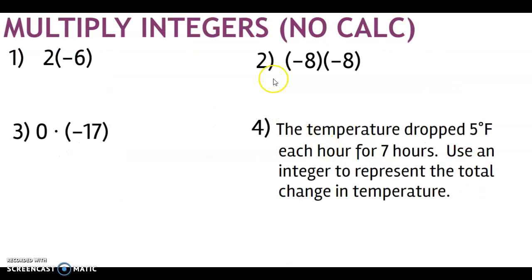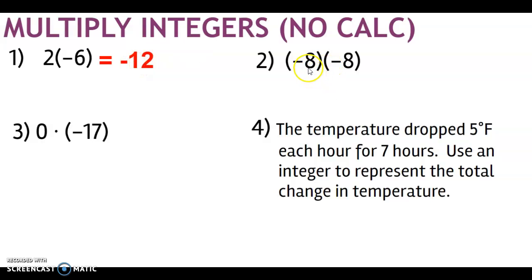So let's practice. Here in number 1, we have 2 times -6. Well, we know that 2 times 6 is 12, but will the answer be positive or negative? The first integer is positive 2, and we're multiplying it by -6. So the signs are different. They disagree, which means the answer is going to be negative, -12. Now think about it. If we have two groups of -6, because that's what multiplication is, groups of. So two groups of -6, a -6 and another -6, that would give us -12.